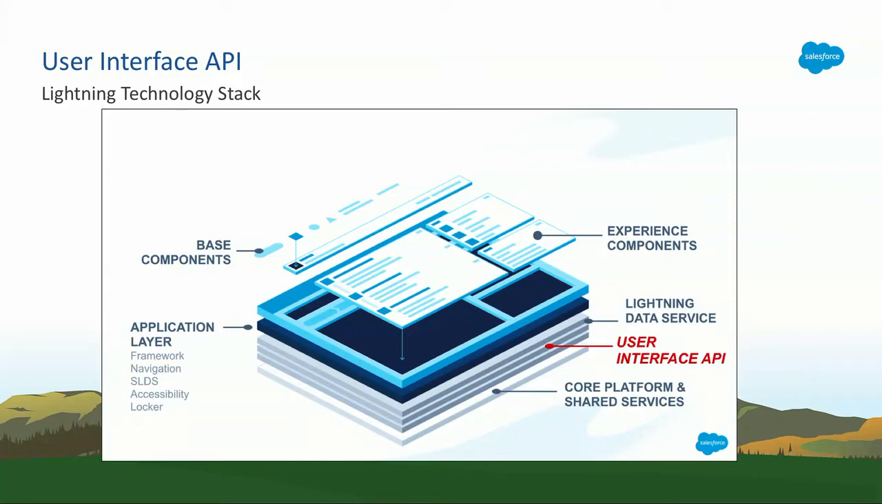And then on top of the user interface API, another level of abstraction higher, we have that Lightning Data Service I was talking about, and that just uses the same user interface API to give you the data and information that you want to use on your Lightning components.